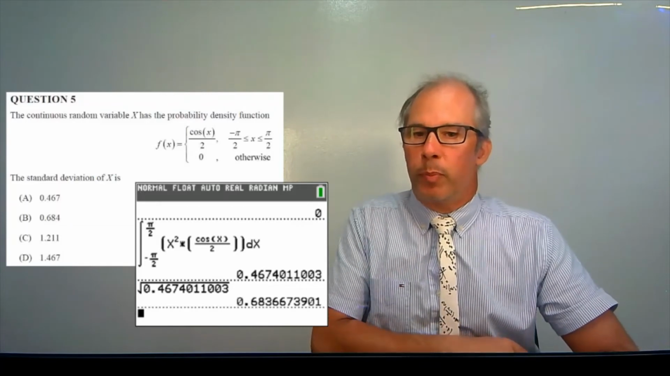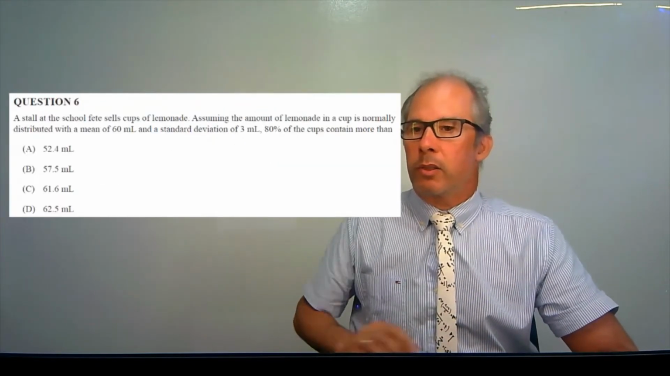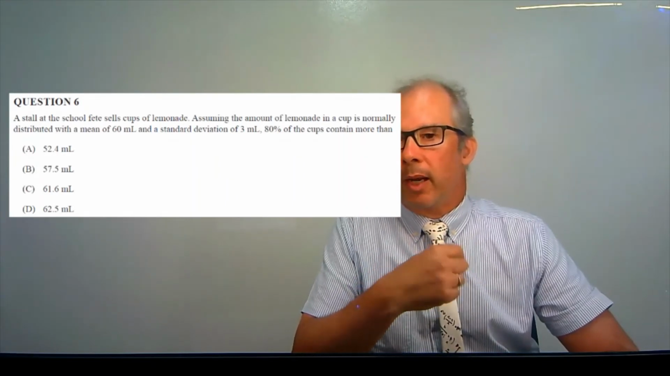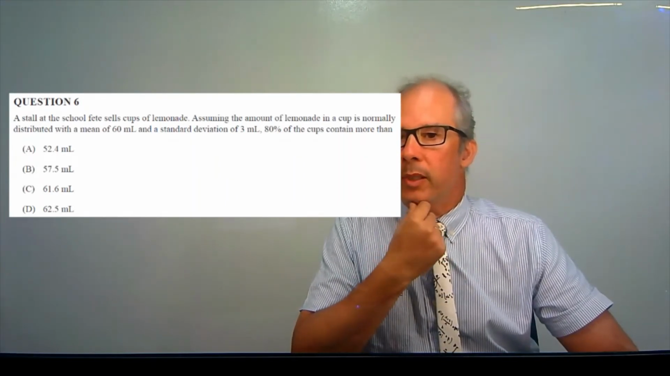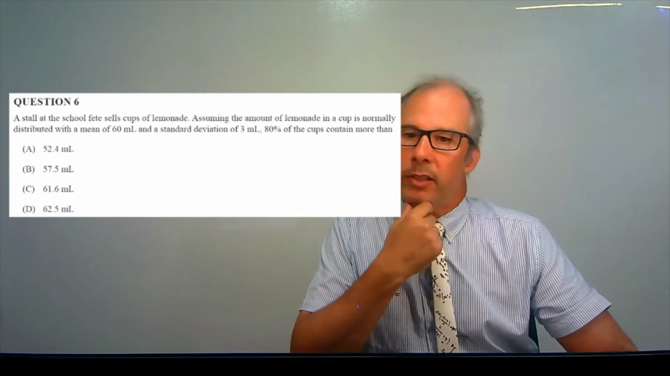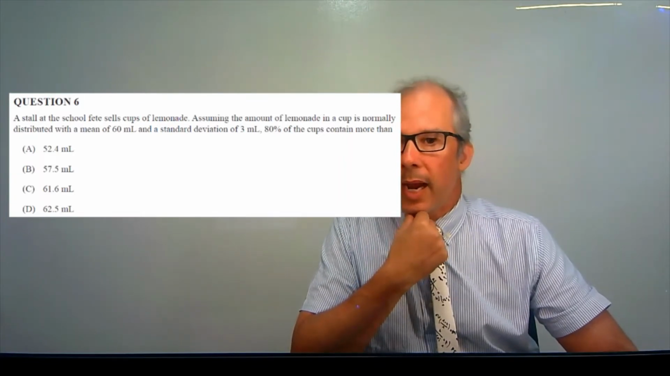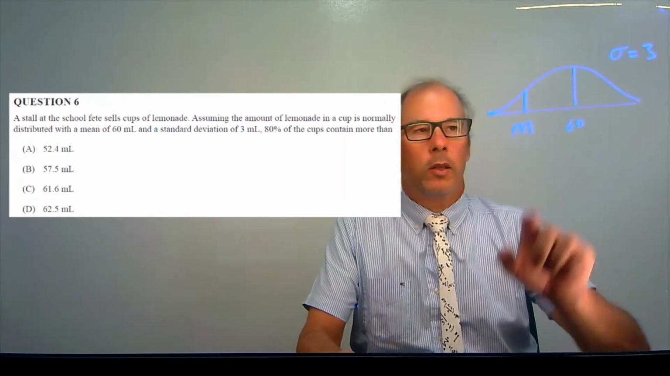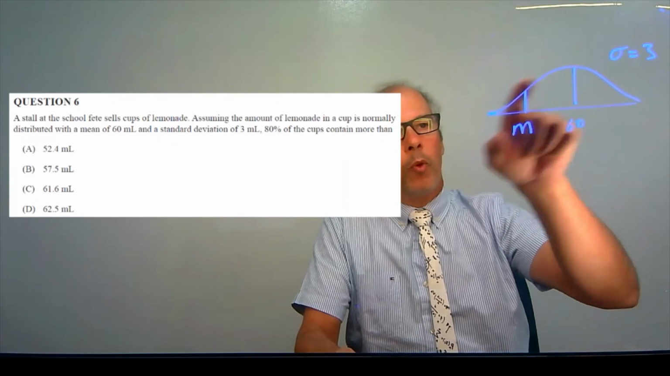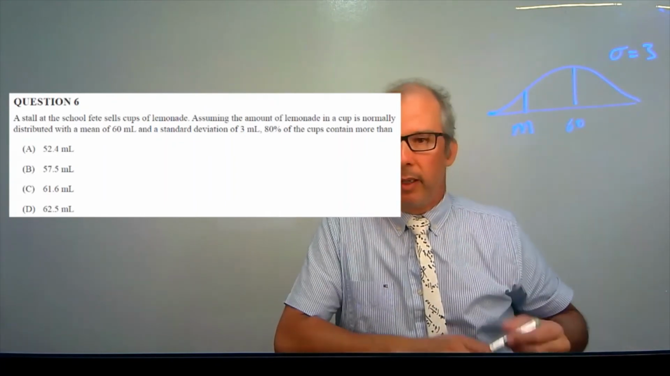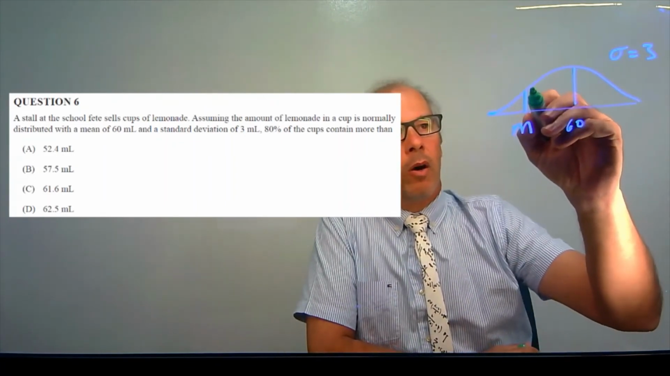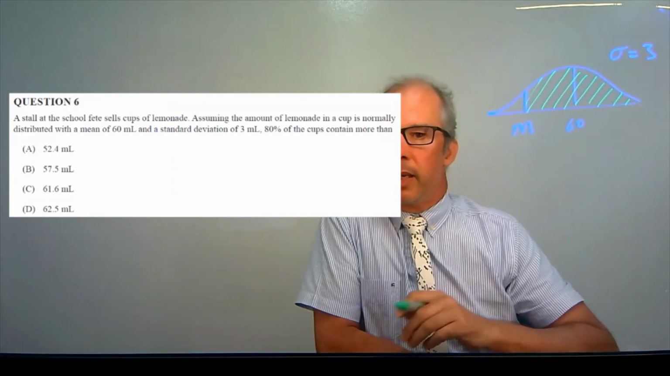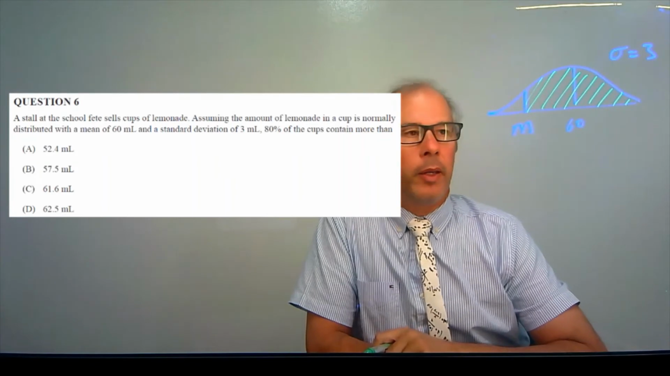Moving on to question 6. A stall at the school fete sells cups of lemonade, assuming the amount of lemonade in a cup is normally distributed, with a mean of 60 mils and a standard deviation of 3 mils. 80% of cups contain more than... So I've drawn up here what that looks like, the normal distribution here. 80% of the cups contain more than a particular amount. I've just called it M, I don't know what that is.